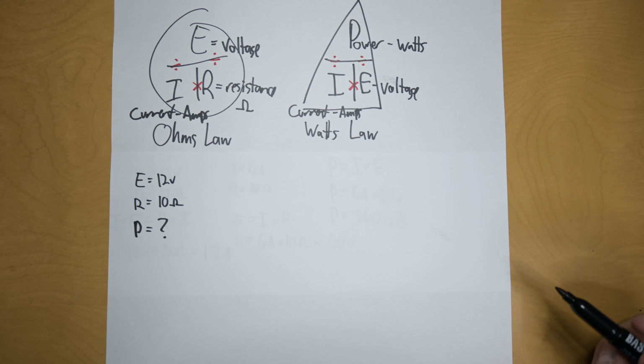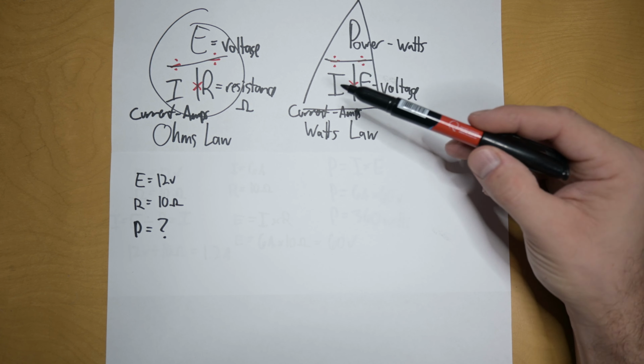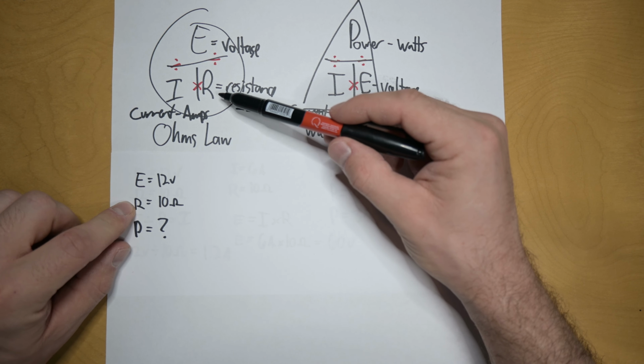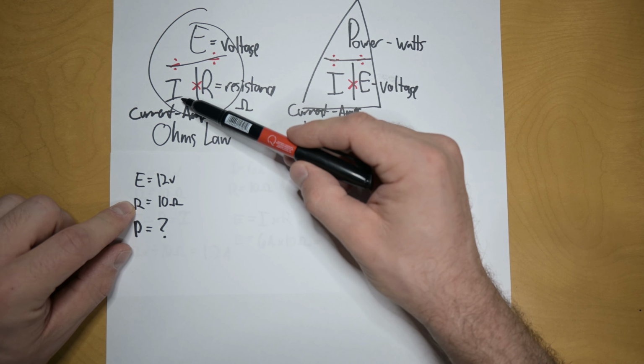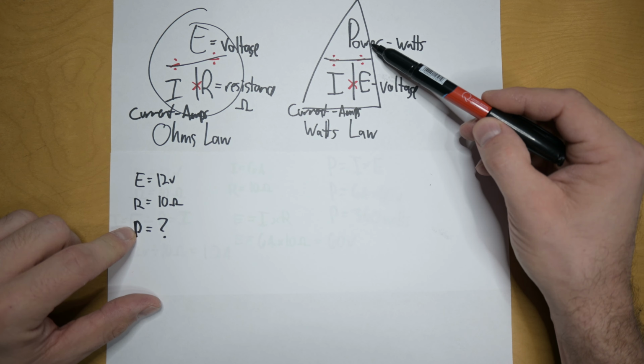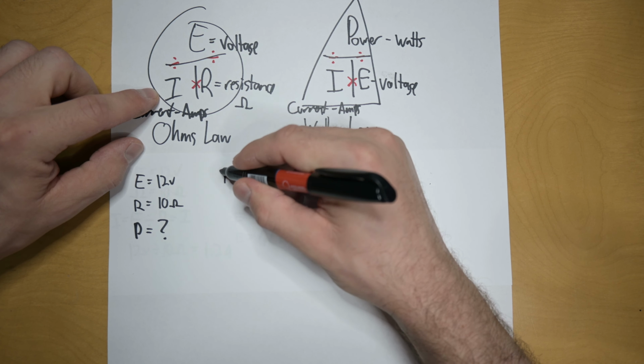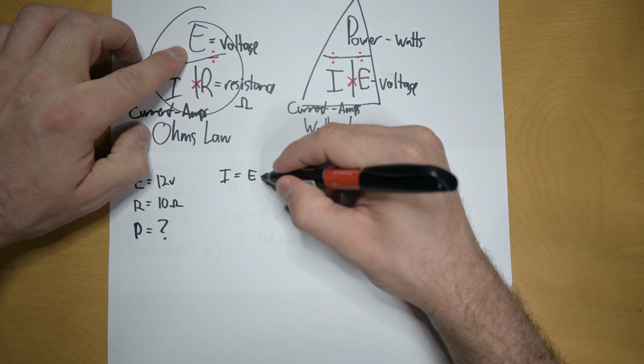So that's all fine and dandy, but what if we're trying to calculate power and we don't have our current and our voltage? What if we have our voltage and our resistance? Well, what we could do in this situation is use Ohm's law to calculate our current, and then input our current into Watt's law to calculate our wattage. So we have to make 2 steps now instead of 1.